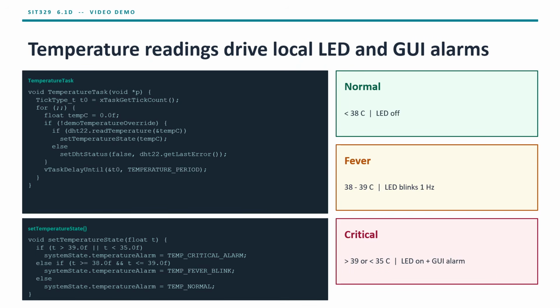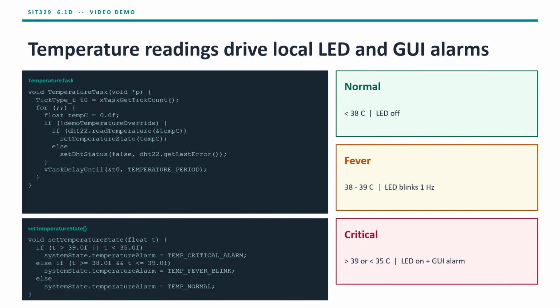That function drives the PB10 data line with direct port register operations to send the 2 millisecond start pulse and then read back the 40-bit DHT22 data frame. If the frame is valid and the checksum passes, the temperature value is passed to set temperature state, which updates system state temperature alarm to one of 3 levels.